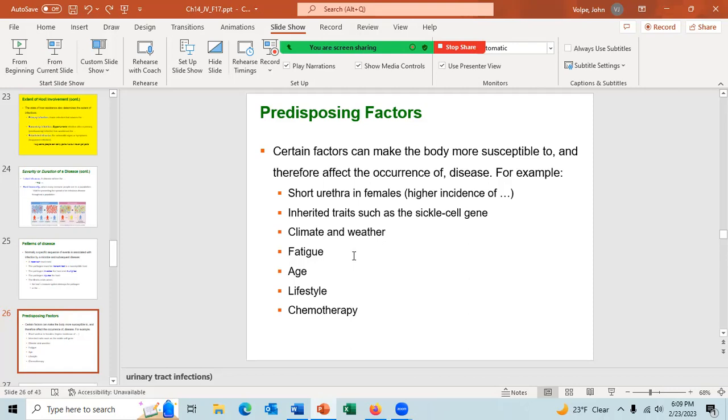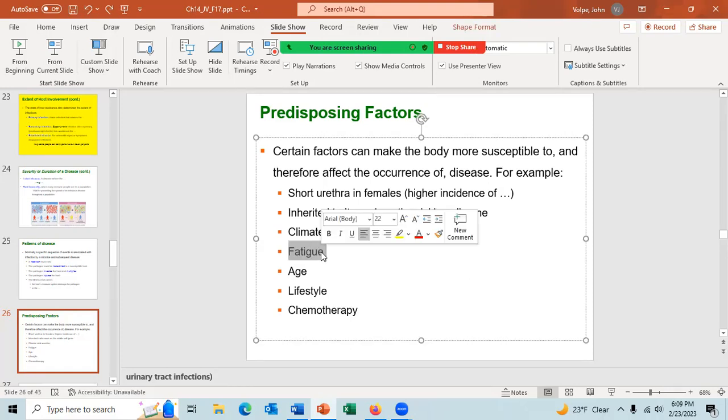Fatigue makes a person more predisposed to getting an infection. And this is a problem with students because they're studying, not getting enough sleep, partying, they become fatigued, and that weakens their immune system.